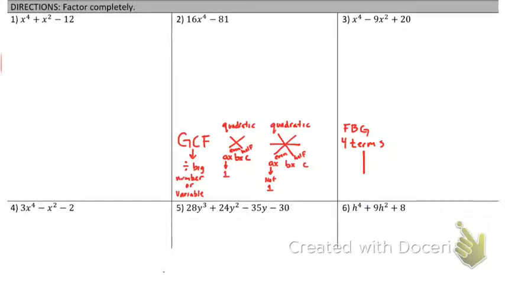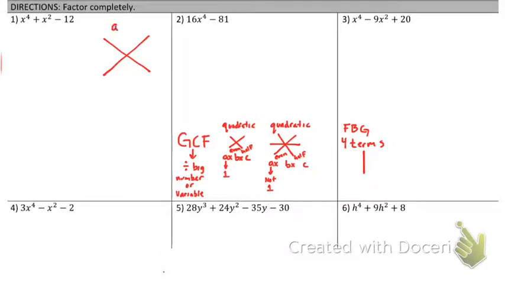So now I have to choose which one of these other 3 options I can use. And I know it's a quadratic pattern because my power in front is even. My second power is half of that power, so it's 4, 2. And the last thing I want to check for is the number in front of my highest powered variable, and that number is 1. Since I have a 1 here, I'm using this method. So here we go.